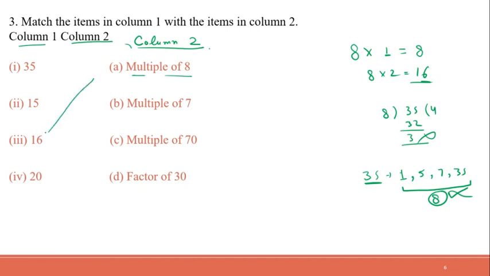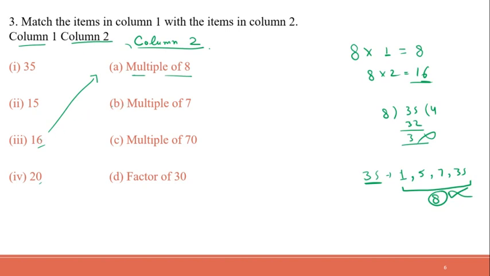So this is the first one. Then multiple of 7 is 7 into 1, 7, 7 into 2, 14. So 15 will leave a remainder. Then 7 into 3, 21. That means this will also not get exactly divisible. And 7 into 2, 14. That means this will also leave a remainder of 2.